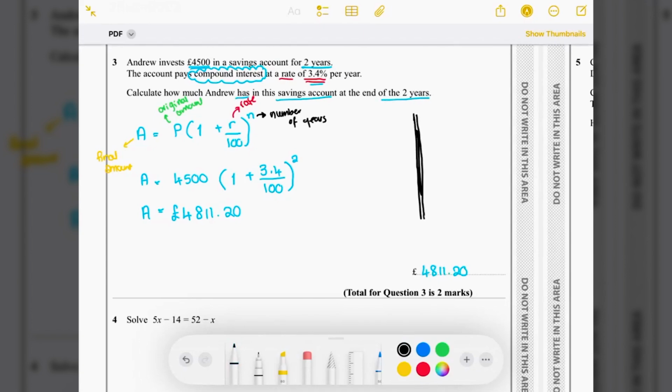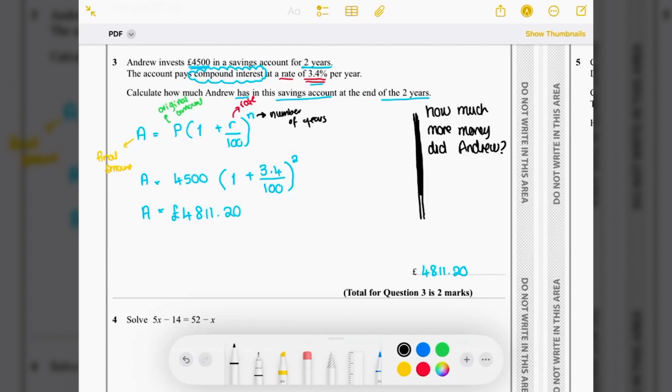Now, something to note, which I'm going to put on the side, because obviously you'll get different questions, and you're not doing this paper just for this, you're doing it to actually learn. This last line, if they were to say, how much more money did Andrew make at the end of the 2 years, would my final answer be 4,811.20? No, because they don't want to know the total amount. They just want to know how much more money he got on top of it. Or if they said, how much interest did he get?